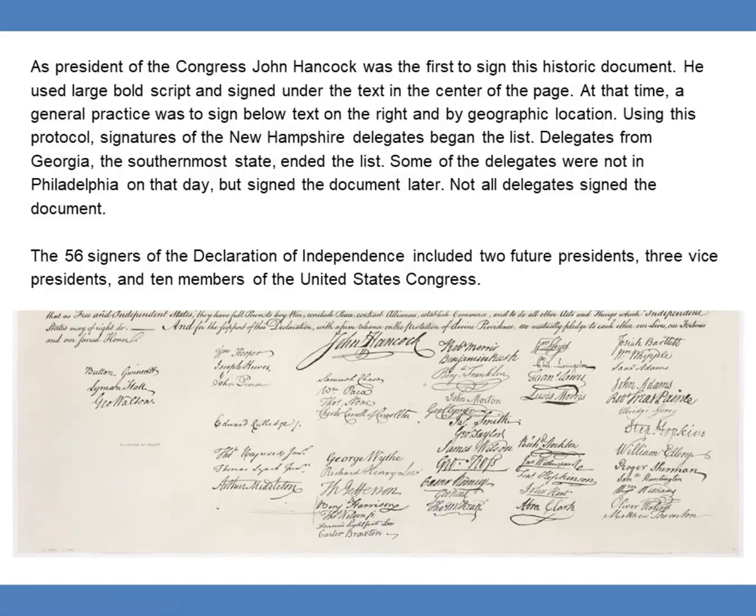Some of the delegates were not in Philadelphia on that day, but signed the document later. Not all delegates signed the document. The 56 signers of the Declaration of Independence included 2 future presidents, 3 vice presidents, and 10 members of the United States Congress.